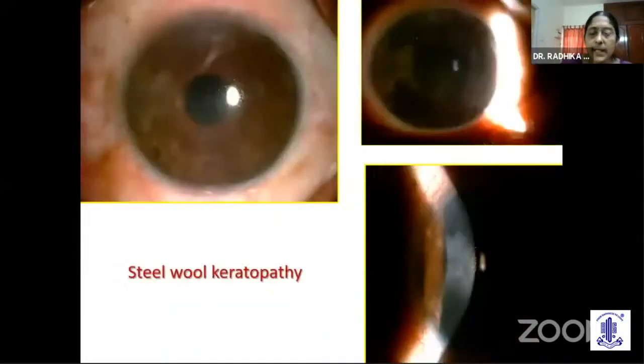But sometimes the healing can occur without a scar. That is called the steel wool appearance. We are all very familiar with using steel wool for scrubbing utensils during the lockdown. So when it heals this way, you see in the picture below with the slit beam a scar with a net-like pattern, and this can be an imprint of past HSV stromal disease.